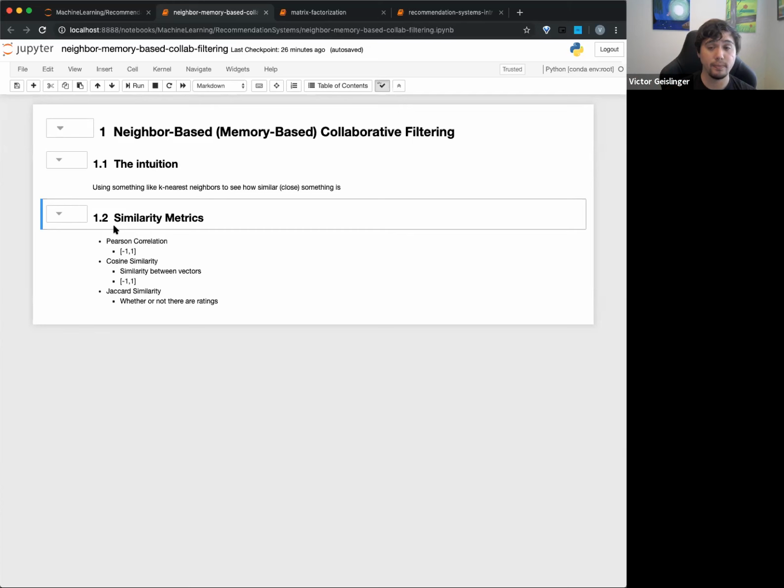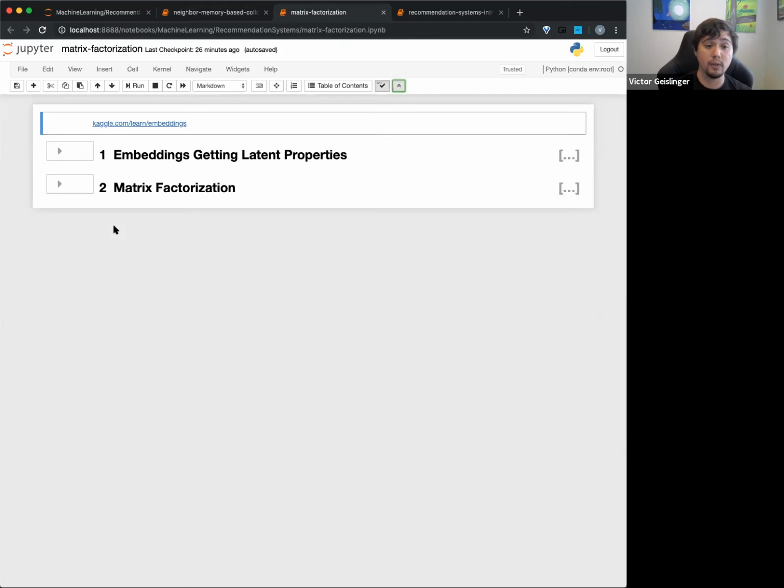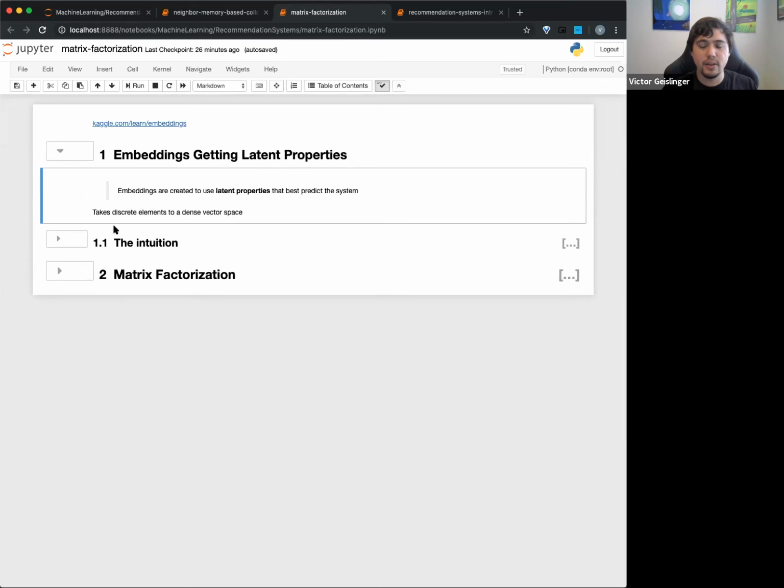Cool. All right. So this is where I say, okay, that's cool, we can get this part, but how do we actually do this? One way of doing this is something called embeddings. I'm technically sidestepping a little bit because we haven't talked about neural networks or multi-layer perceptrons yet, but this is kind of how we go through it. One thing we can do is use embeddings to create latent properties that best predict the system.